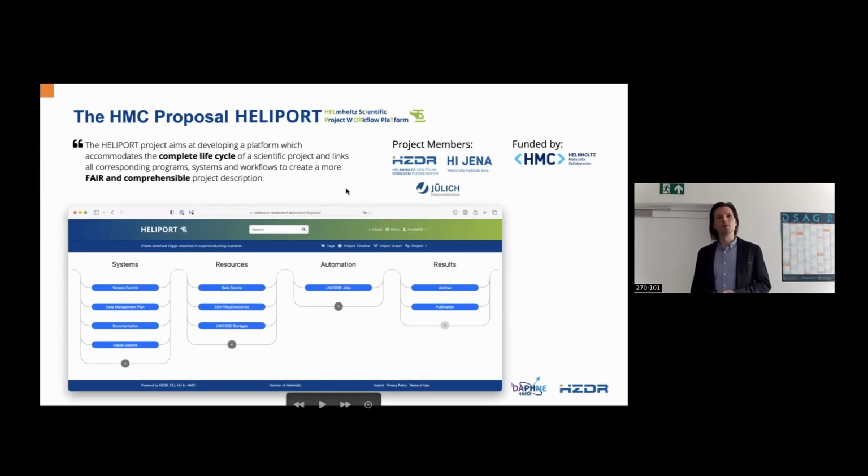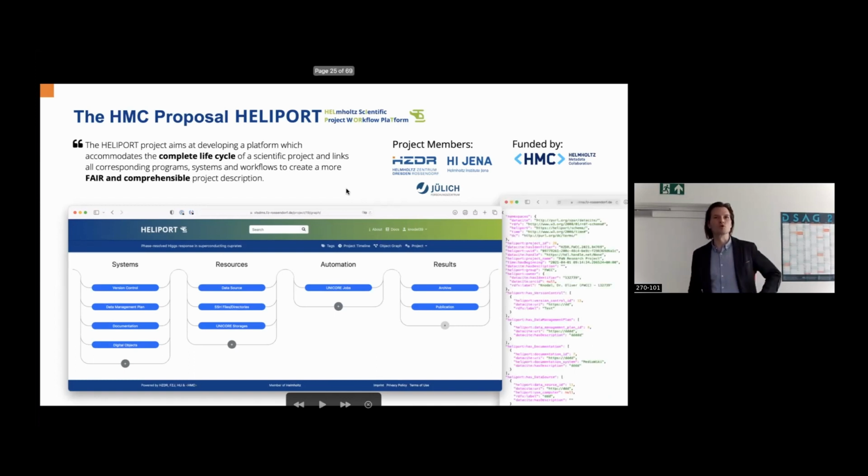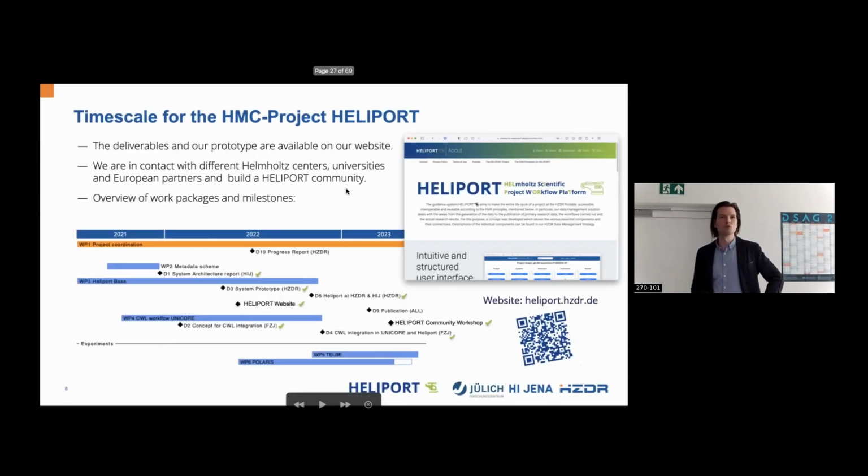The partners in our first HMC project were HZDR, Helmholtz Institute Jena, and Research Center Jülich. It was funded by HMC, and this is the result, what you see here on top of the page. The overall idea is to show every subsystem involved in the project. And we can export everything here on the left side to a metadata scheme, and then we have more or less provenance. We can also export this to a known scheme, maybe on schema.org, research project, and so on.